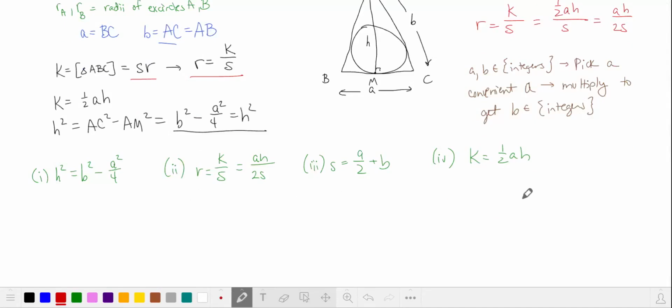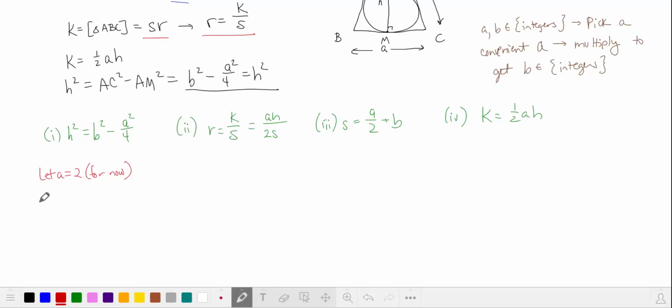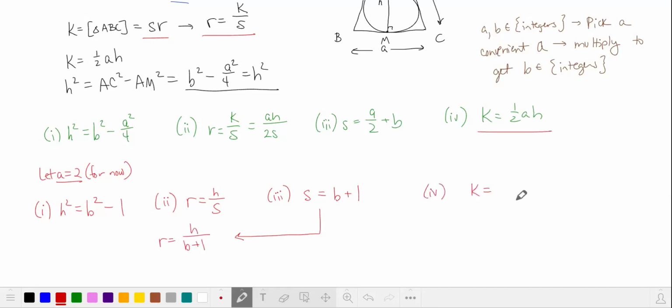Scanning these equations here, we have a good shot at getting an integer if we let a equal 2. So let's go ahead and substitute this into our four equations. This will be b squared minus 1. Here the 2's are going to cancel, and we have h over s. The semi-perimeter now is going to be b plus 1, which we can also substitute here into equation 2. From the fourth equation, substituting a equals 2, we get K equals h. We can also substitute that here.